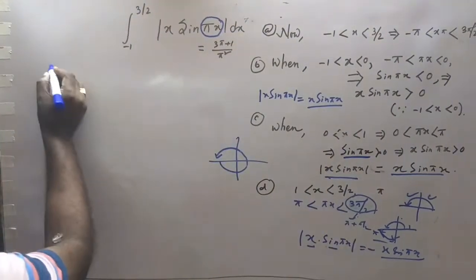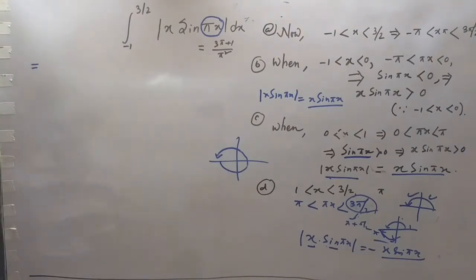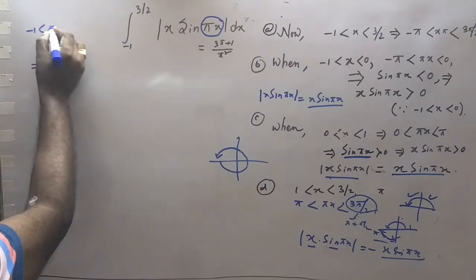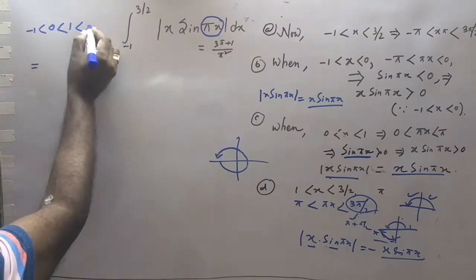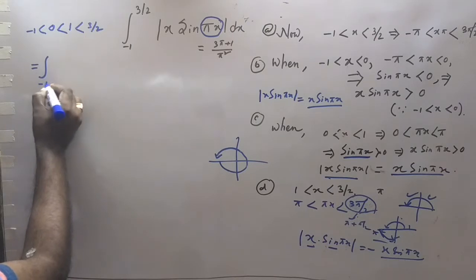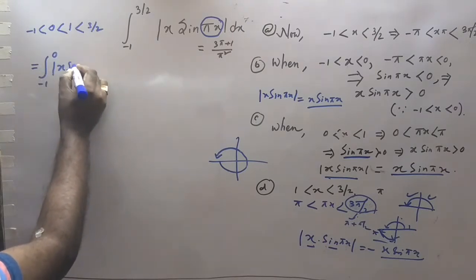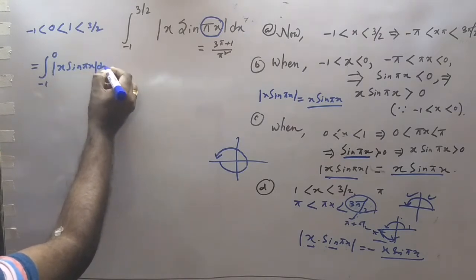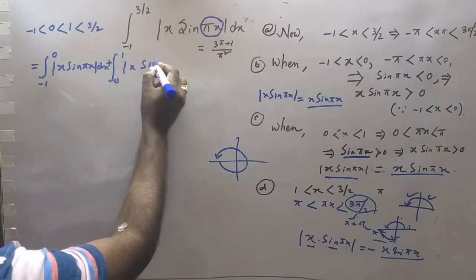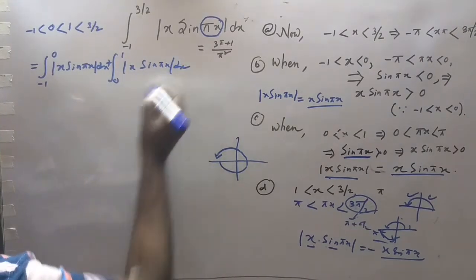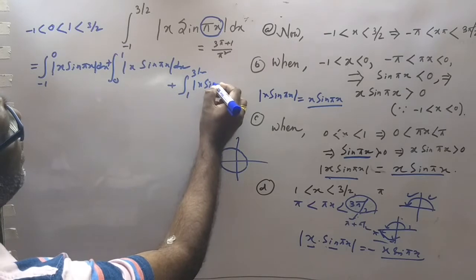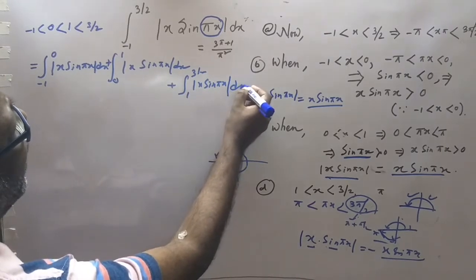Now split the domain like that, as we see: -1 to 0, 0 to 1, 1 to 3/2. So from -1 to 0, x sin pi x dx, plus 0 to 1, mod of x sin pi x dx, again from 1 to 3/2, that is x sin pi x dx.